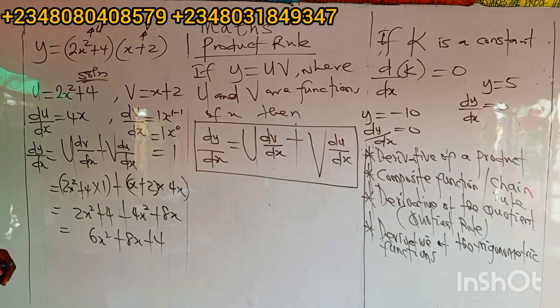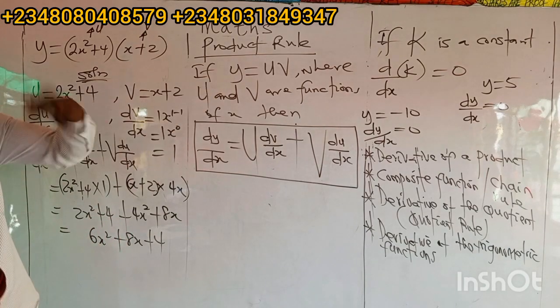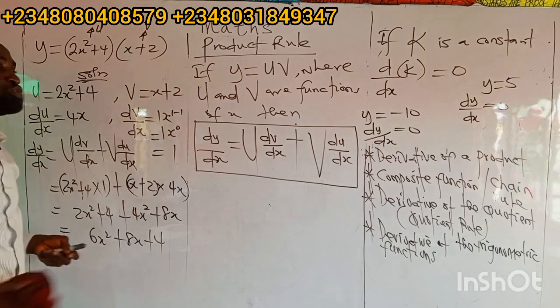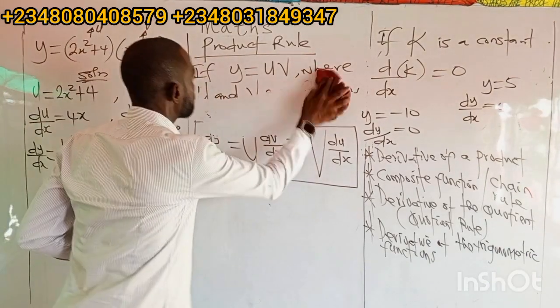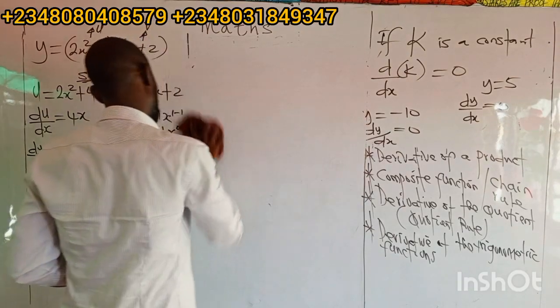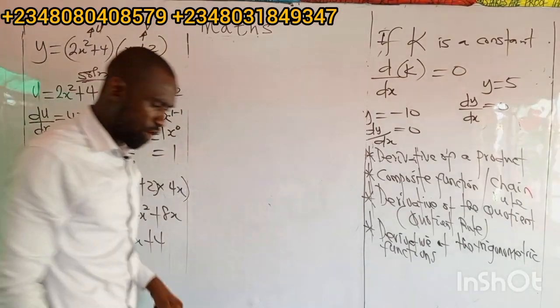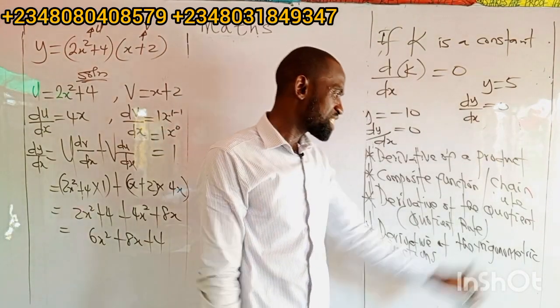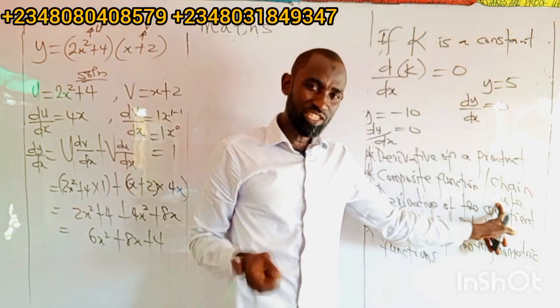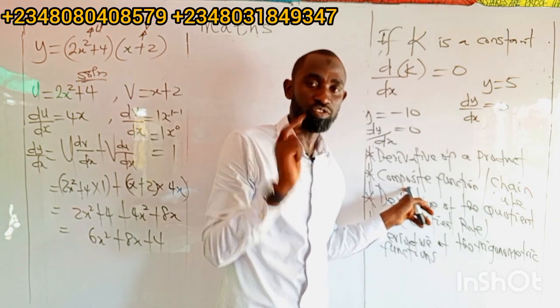Composite function. This one is very, very interesting. Look at the rule. In JAM, they ask what is another name for function of function? We call it the chain rule of differentiation. You can call it composite function or function of function.